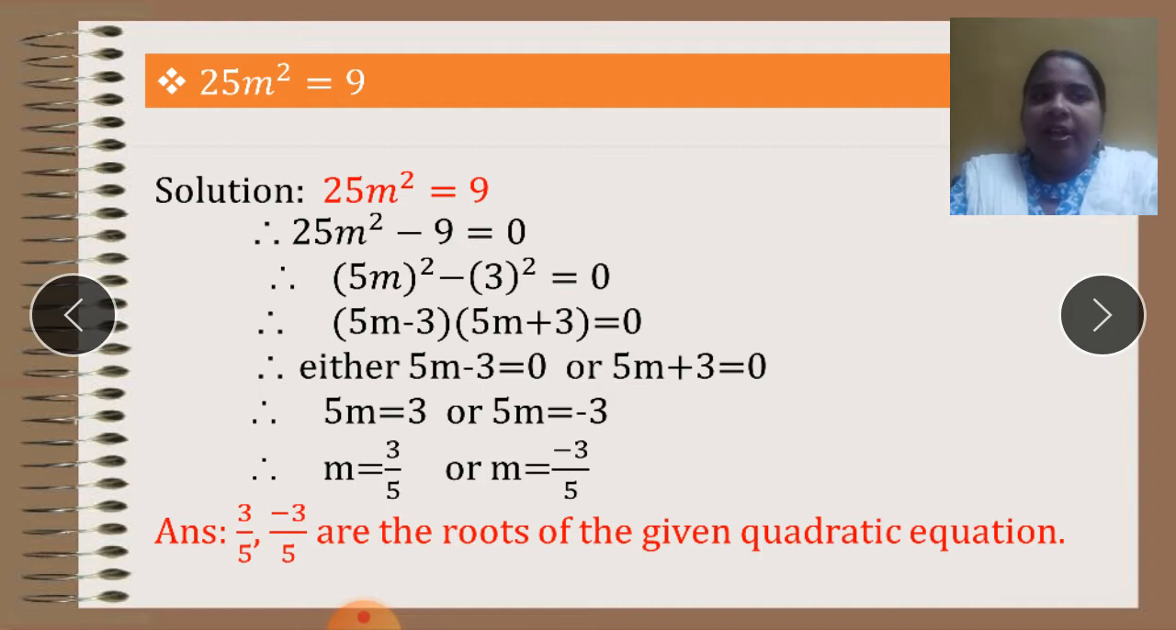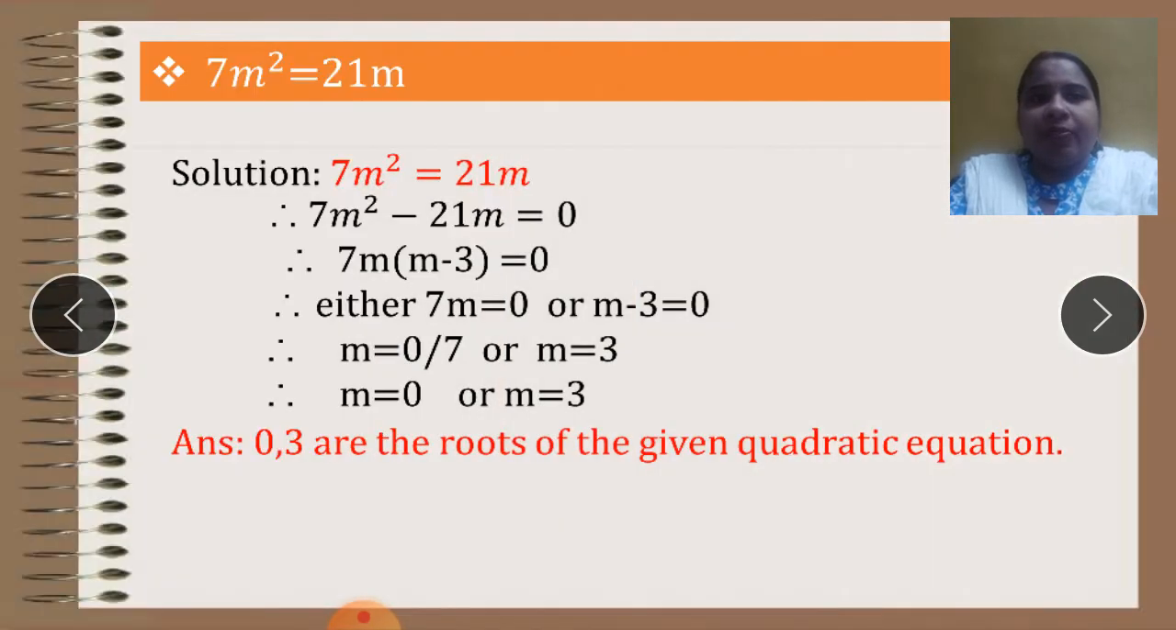Okay, let us move to the next question. The next question is 7m square is equal to 21m. Now again this is slightly different from the previous two. What is different? As in the last sum, this also has two terms, but these are not perfect squares. Yes or no? There we had perfect squares, so we used the a square minus b square formula. Here what will we do? First thing is we will shift it this side. 7m square minus 21m is equal to 0.